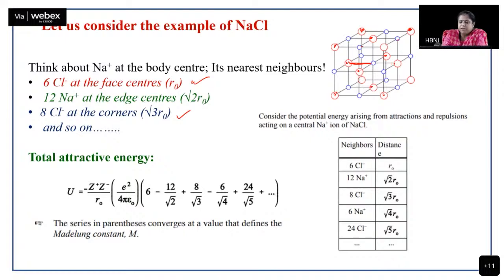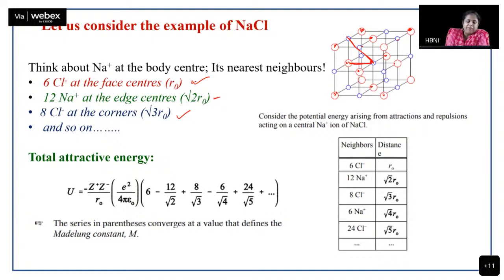So you can actually consider this edge, and then for root 2 R naught, basically Na at the edge center, I need to calculate this particular distance from here to here, which is like half of the face diagonal. You'll be able to calculate it. If you're not, I'll come to it at the end of the class. But you take my word for it.